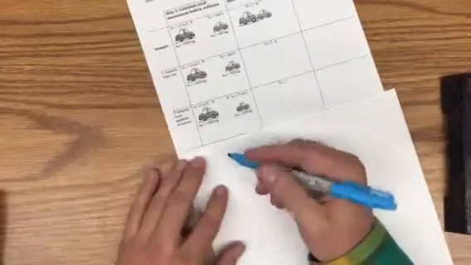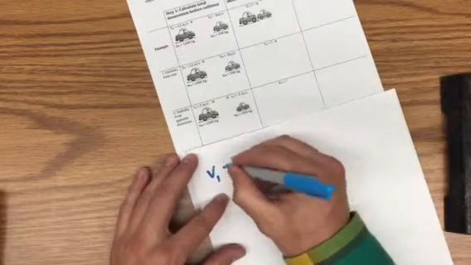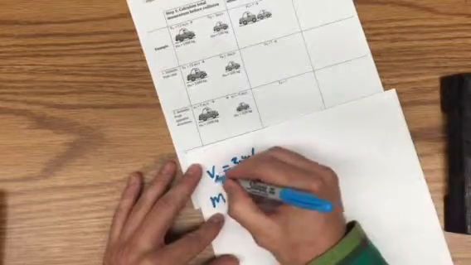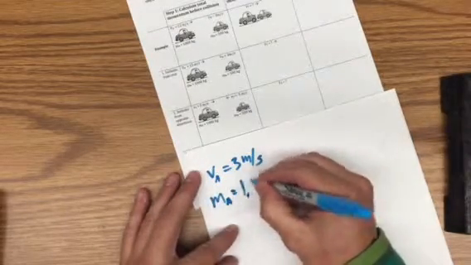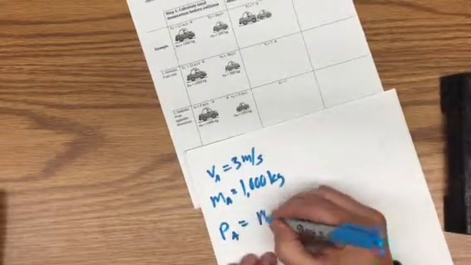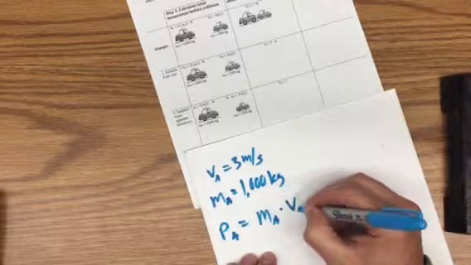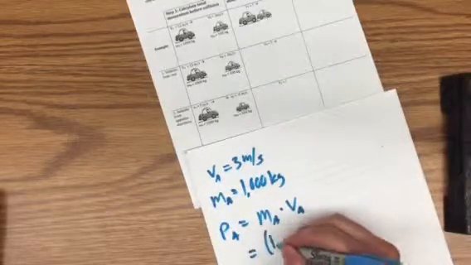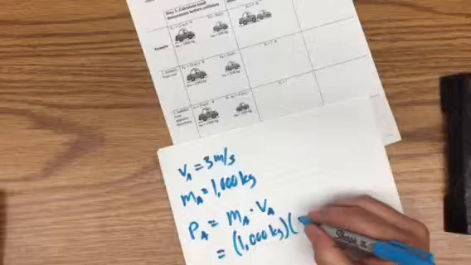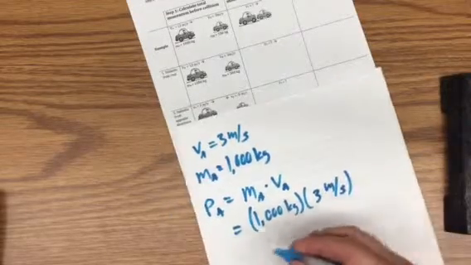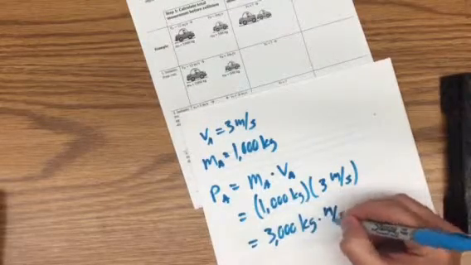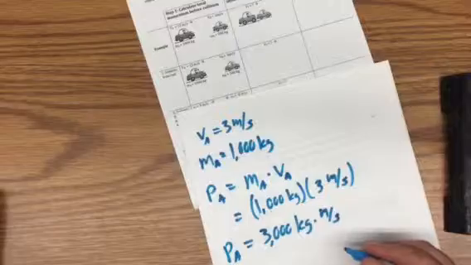First, we know that this says it right here. The speed of car number 1 is 3 meters per second. The mass of car A, we'll go with A, is 1,000 kilograms. And of course, from that, we know that the momentum is 1,000 kilograms times 3 meters per second. Last time I checked, that was 3,000 kilogram meters per second. This is the momentum of car A.